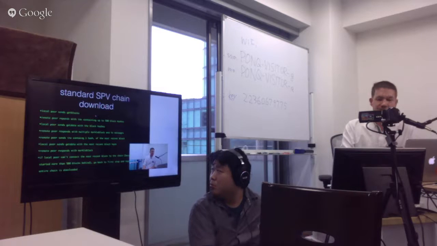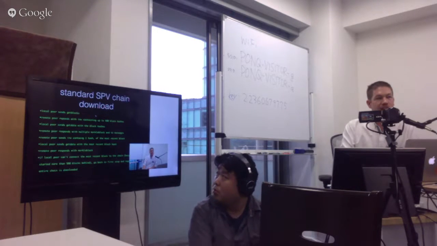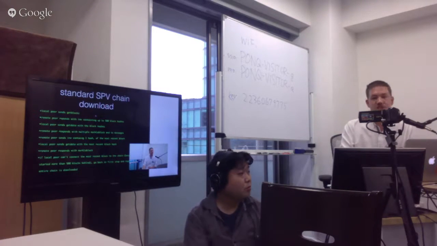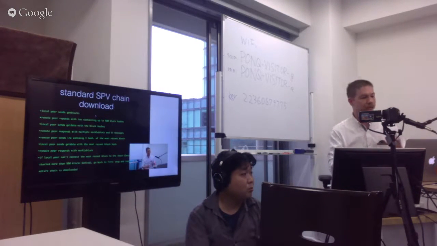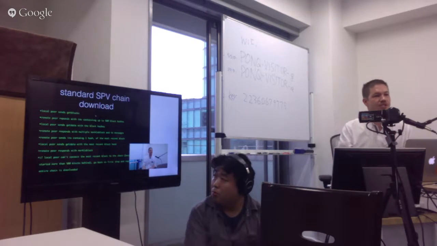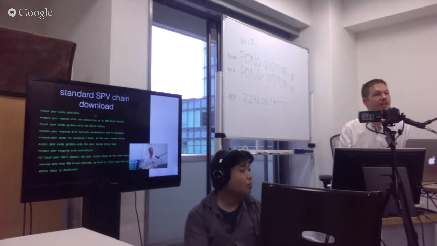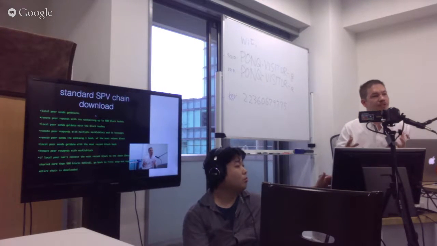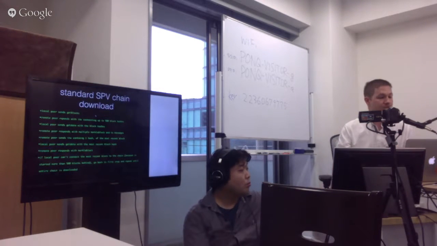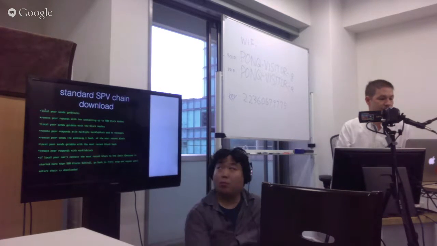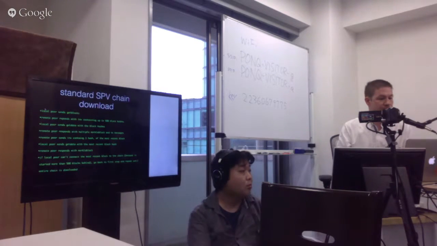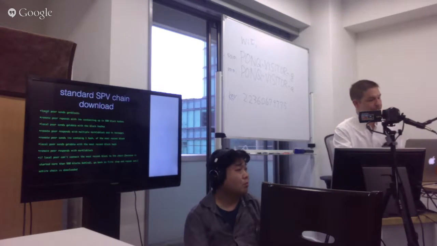So this is something that's kind of interesting. It's not very well documented. The Bitcoin protocol will have a list of all the messages that get passed back and forth on the peer-to-peer network. But it doesn't really explain how you put those messages together in what order to actually download the blockchain between nodes. So this is how the standard client would do it if it was running in SPV mode.